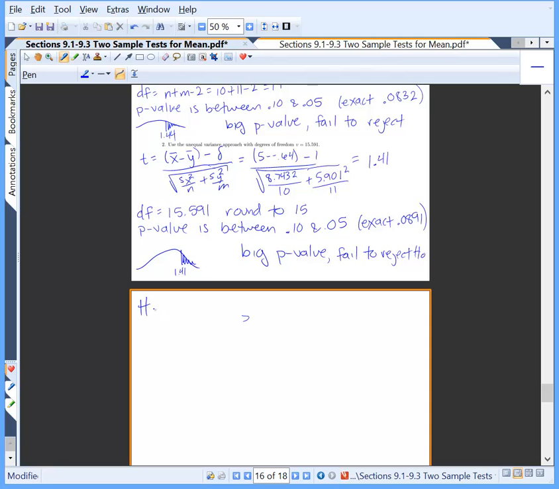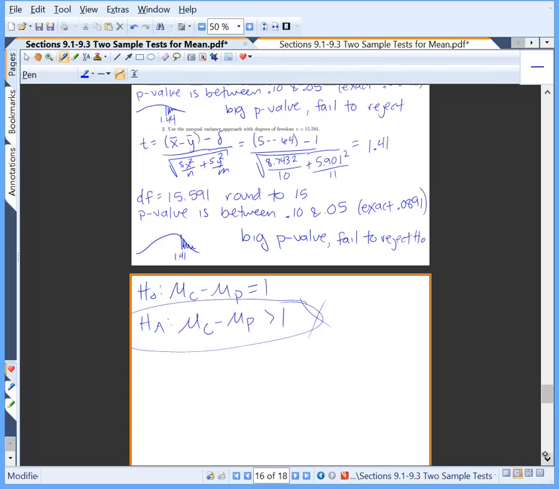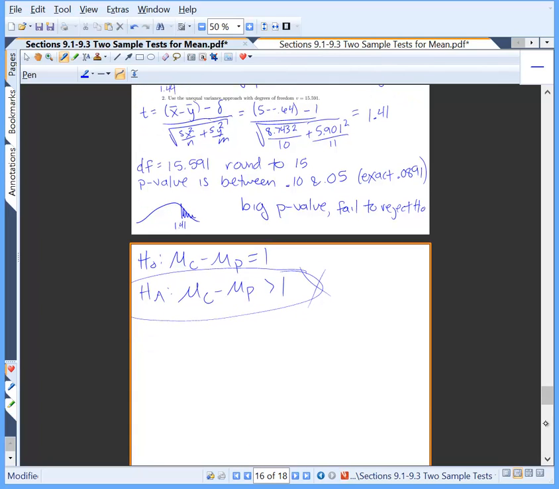So let me write this down so you can see it. Our null hypothesis is that mu c minus mu p was equal to 1, and the alternative was that mu c minus mu p is greater than 1. So we failed to reject the null hypothesis. Now this was what we wanted to show, but we couldn't actually get there because we couldn't reject our null hypothesis. But remember that we're always looking for evidence against the null hypothesis.